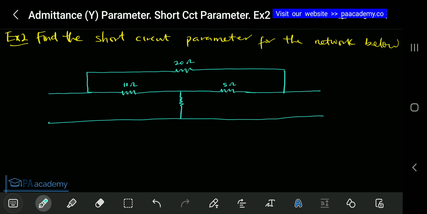So this is the second example we'll be doing under the topic Y parameter. If you missed the previous part, kindly check the playlist on two-port network so you find all of the videos that has to do with two-port network. Alright, so now let's go ahead and look at this example two.